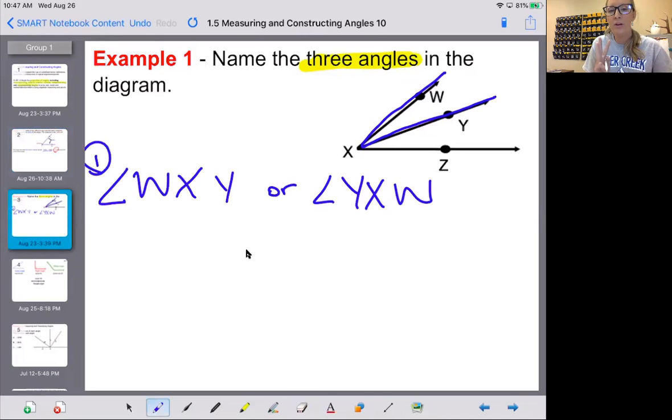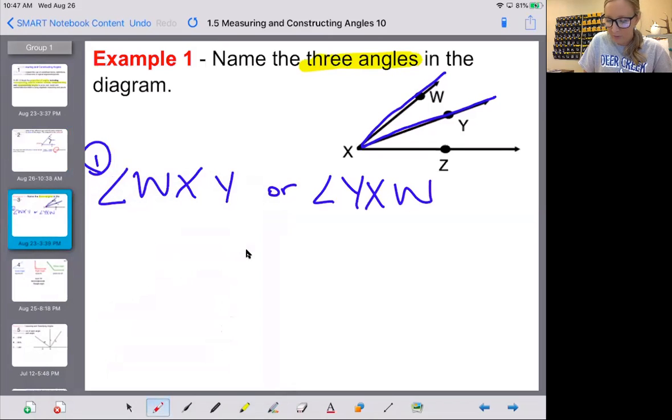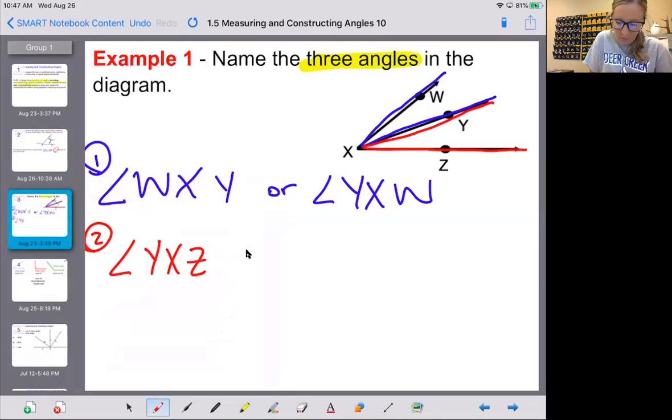It says to name three. So another angle, maybe you see the bottom angle here. That bottom angle will be angle YXZ or ZXY. So don't forget your angle symbol. I almost forgot mine. So notice that the X is in the middle, right? Because X is the vertex.